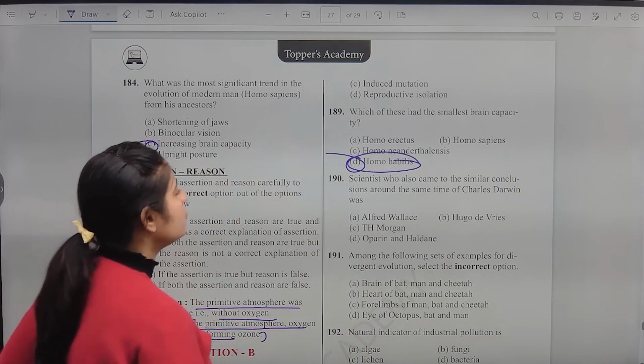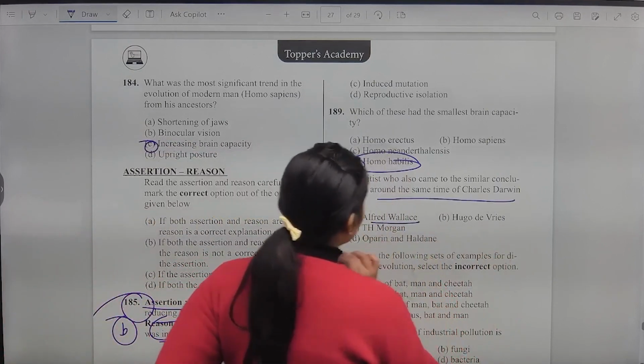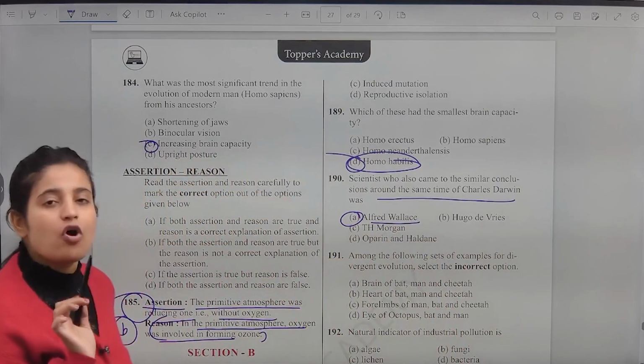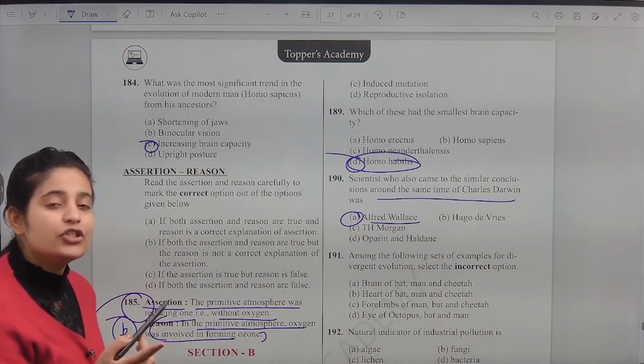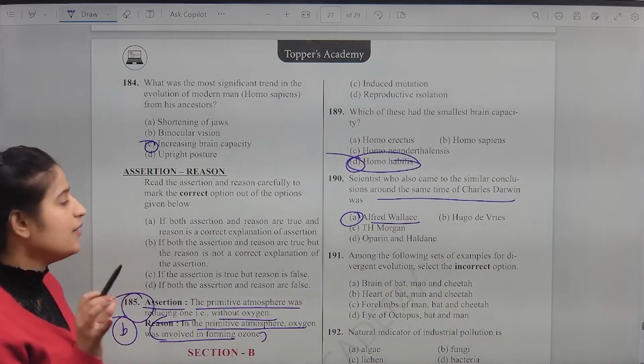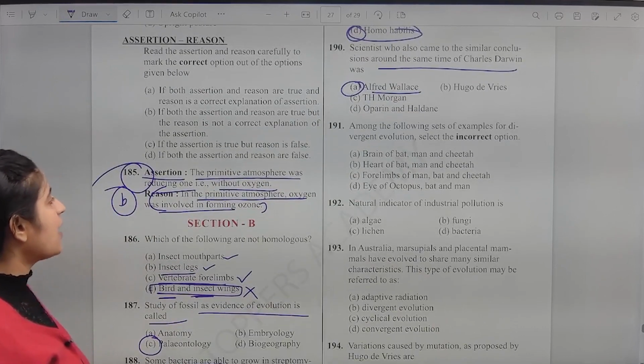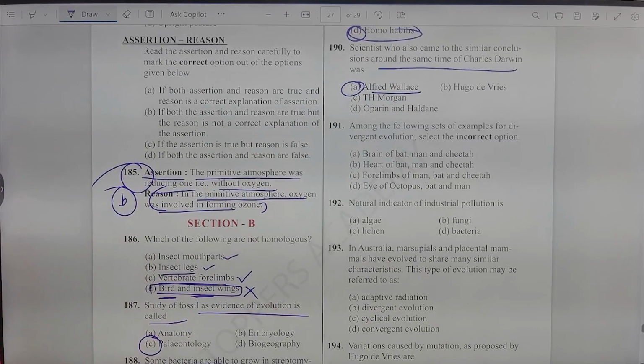Scientists who also came to a similar conclusion around the same time as Charles Darwin was Alfred Wallace, and Alfred Wallace was also going on a voyage. To which island were they going? The Malay Archipelago. Okay.